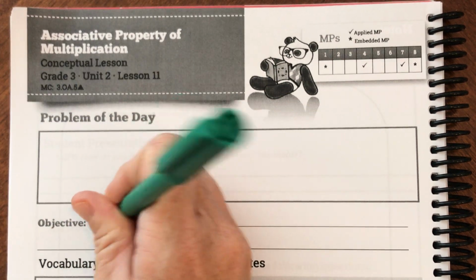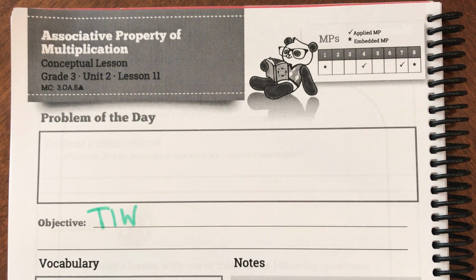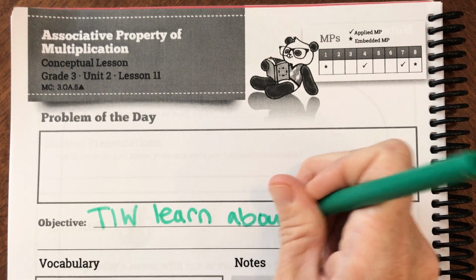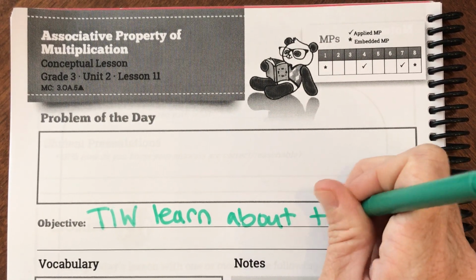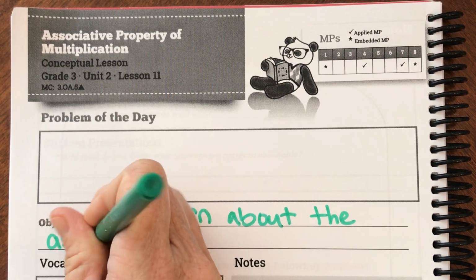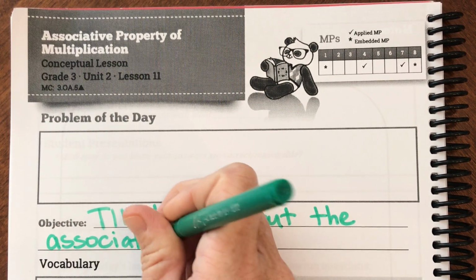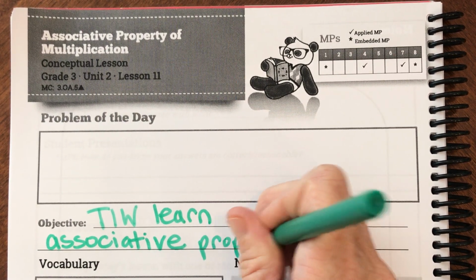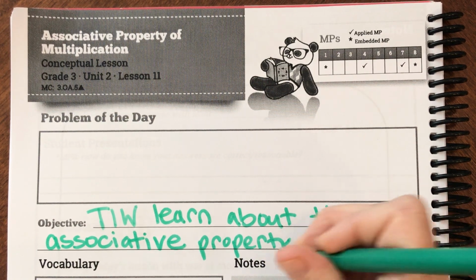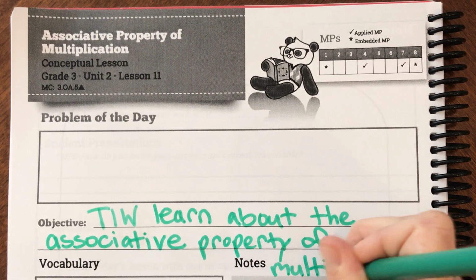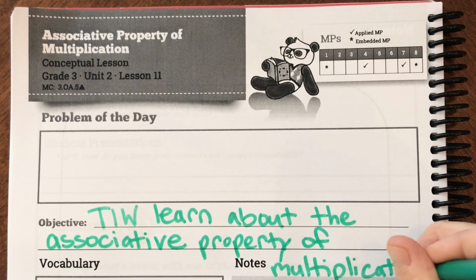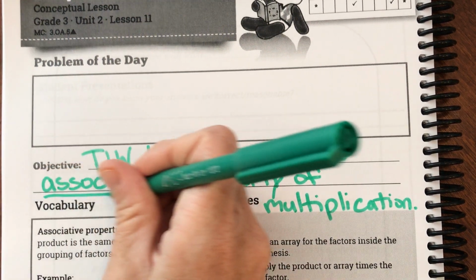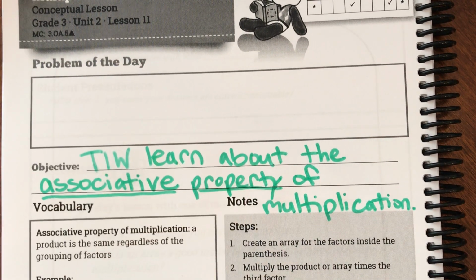Okay, so our goal today is: today I will learn about the associative property of multiplication. Okay, so let's look at that. Today I will learn about the associative property of multiplication.